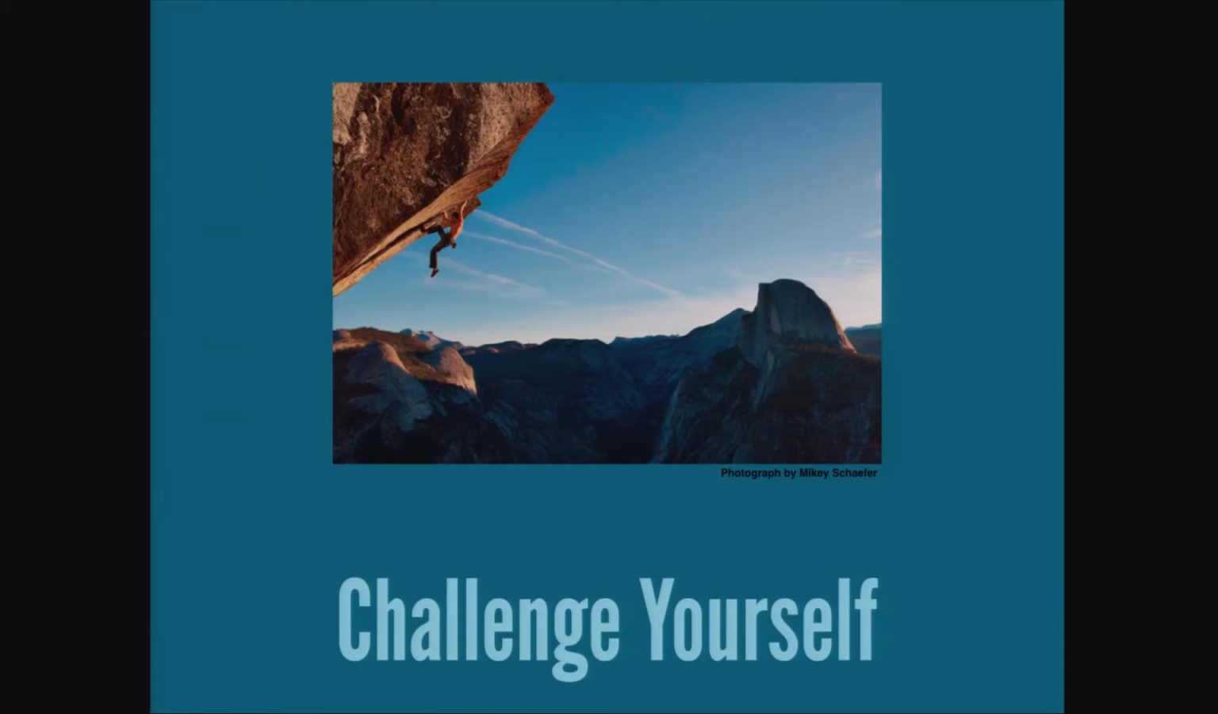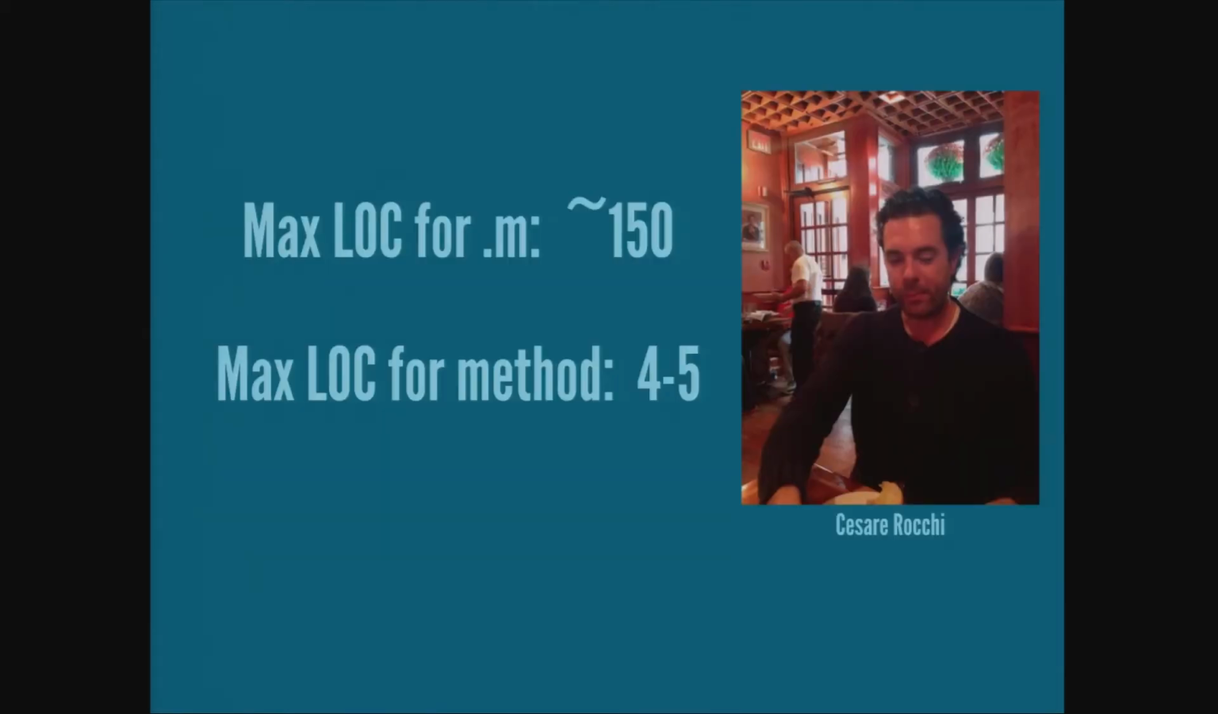So I asked another person I respect, Cesare, and he gave me these numbers, which I find to be quite aggressive. The max lines of code for a .m file, 150. I'm 10 times that in that class. And the max lines of code for a method, I think that's pretty reasonable, 4 to 5 lines. There's no reason why we can't create more methods.